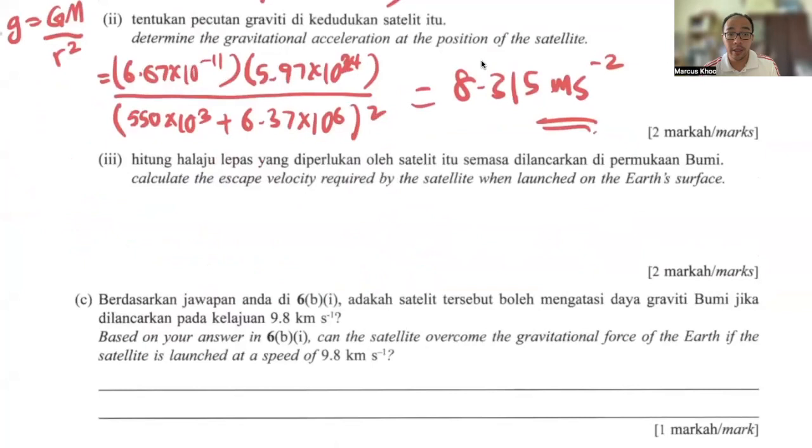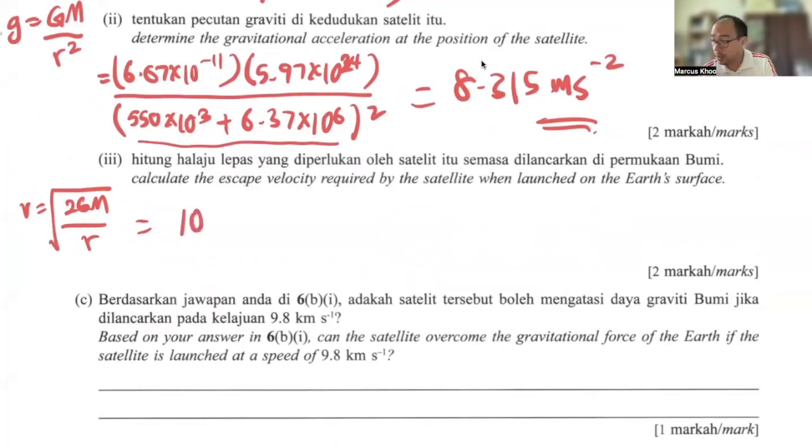Okay, now calculate the escape velocity. The escape velocity formula is v equals the square root of 2GM over r. Again, I cannot emphasize enough the importance of this r over here. I'm not going to write it down because everything is already written down. The answer you get is about 10727.83 meters per second, or about 10.73 kilometers per second.